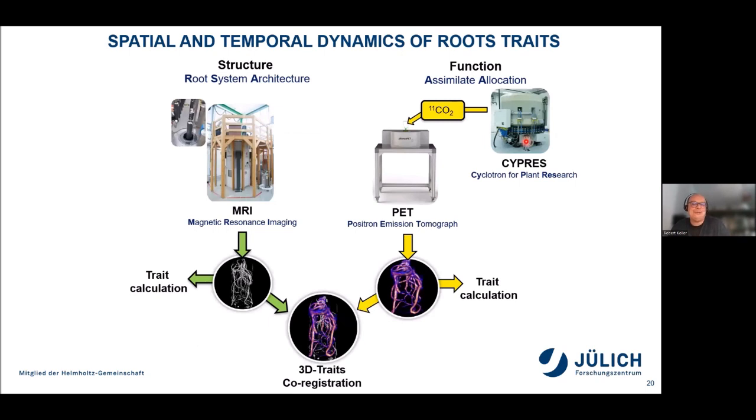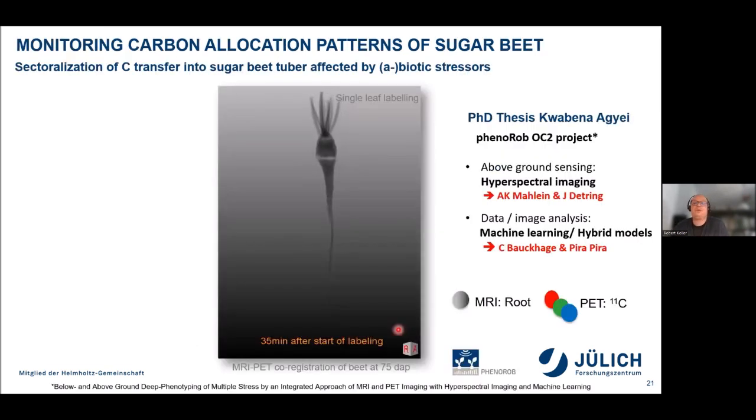And now we have the opportunity: we have 3D information from the structural part of the plant roots, and also from the functional plant, and we can combine those images, right? We can do a 3D co-registration. And this now comes to an example that we are also using in PhenoRob, in the Open Call 2 project. This is a PhD thesis of Cabena, in cooperation with Ann-Kathrin and Justus Detring and Christoph Braukagel and Pira Pira.